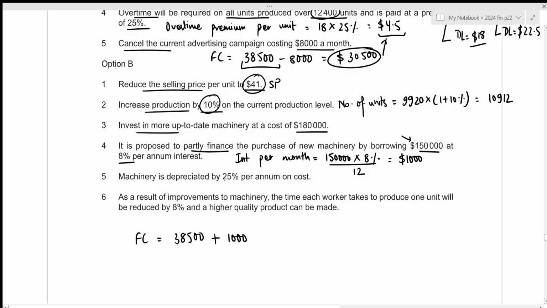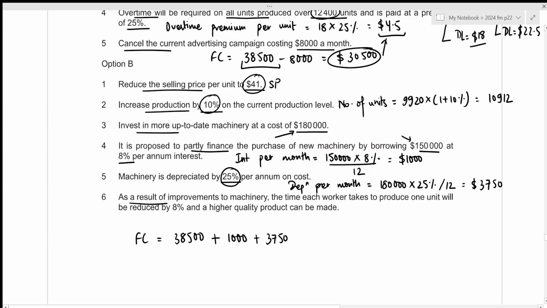Then machinery is depreciated by 25% per annum on cost. Again, the depreciation, we need to figure it out per month again, because this will also be added as part of our fixed cost. We know that the cost of the machinery is 180,000. The rate for depreciation is 25%, but this is the rate per annum, and this will give the depreciation for the entire year. And we only require the depreciation per month, which is why we divide it by 12. This results in the value of 3,750. We again need to add it to the fixed cost.